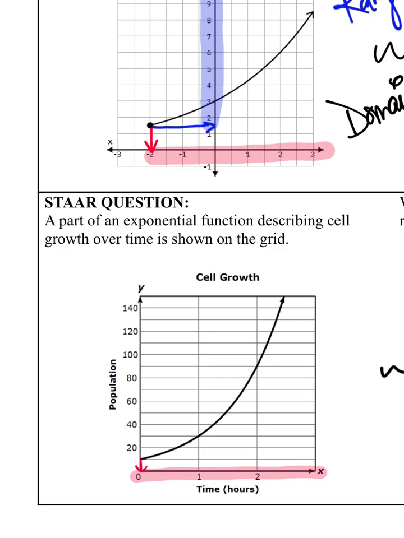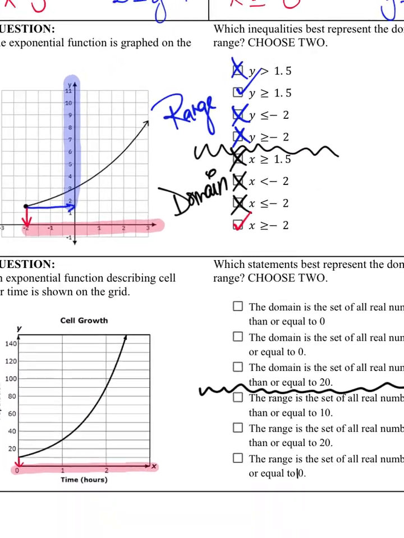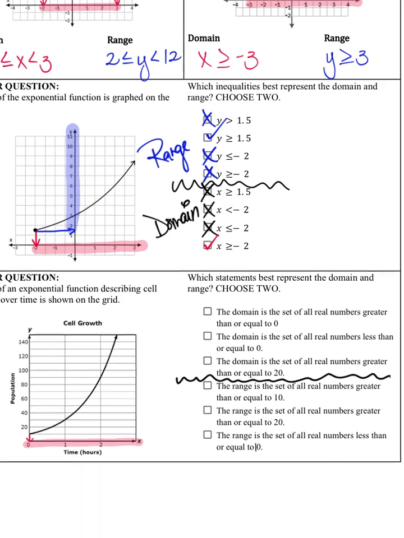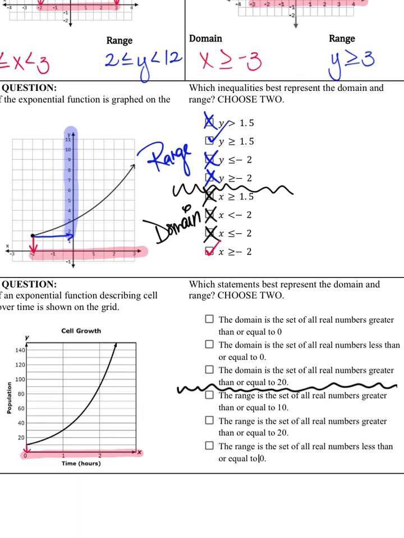So let's look at our answer choices for our domain. The first one says the domain is the set of all real numbers greater than or equal to 0. That sounds promising. The domain is a set of all real numbers less than or equal to 0. Well, we know that they're not getting smaller, so that cannot be the answer. The domain is a set of all real numbers greater than or equal to 20. Well, 20 is not the right number, so we know that the first answer choice was correct.